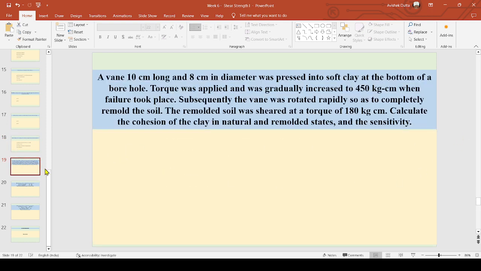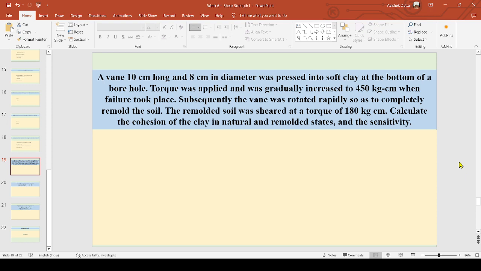This question is with respect to the vane shear test. A vane 10 cm long and 8 cm in diameter was pressed into soft clay at the bottom of a borehole. So the length is 10 cm and the diameter is 8 cm. Torque was applied, and when I say bottom of a borehole, it means the top and the bottom ends both are beneath the soil. Torque was applied and was gradually increased to 450 kg centimeter when failure took place.